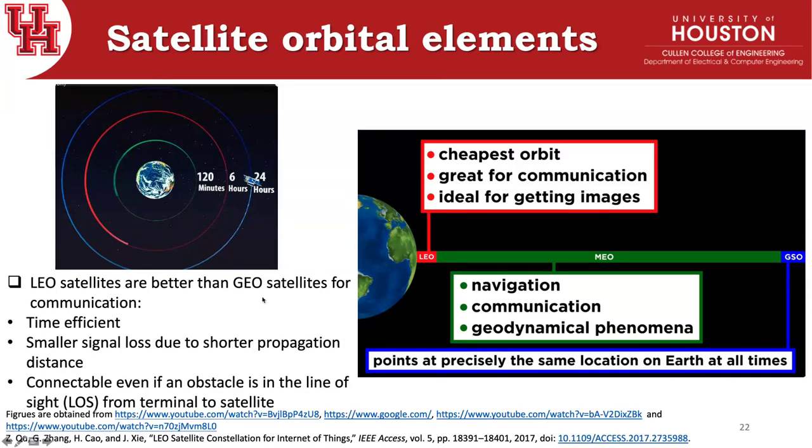Here I want to attract your attention to the application for communications. There is a conclusion: LEO satellites are better than GEO satellites for communications for the following reasons. Firstly, LEO satellites are more time efficient. Secondly, LEO satellites cause smaller signal loss due to the shorter propagation distance. And thirdly, they are very connectable, even if an obstacle is in the line of sight from the terminal to the satellite. So most companies are applying LEO satellites for communications now.